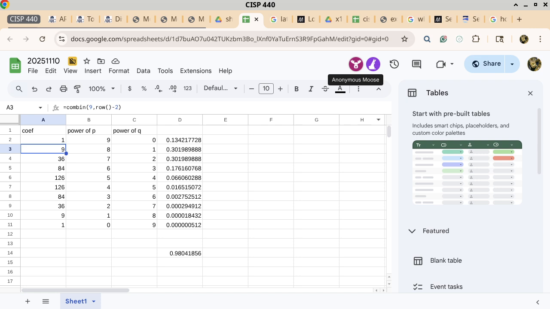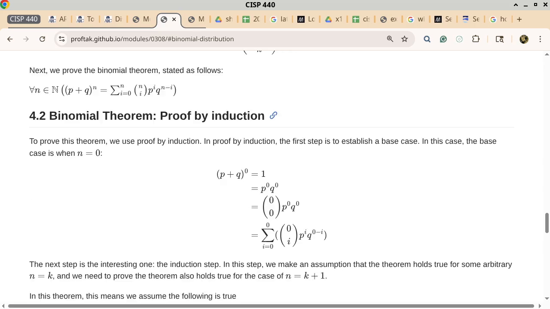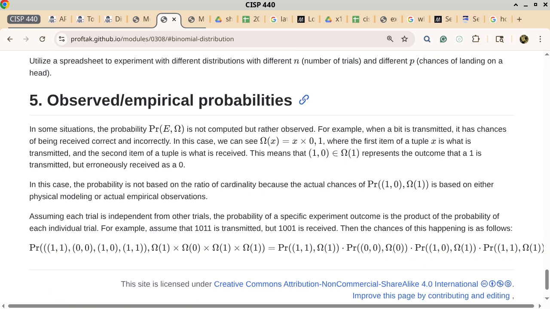Any other questions? Without any questions on probabilities, the binomial distribution was the last topic in this particular discussion because there's not much after this. It's really just observing the empirical probabilities, which is kind of what we just did.